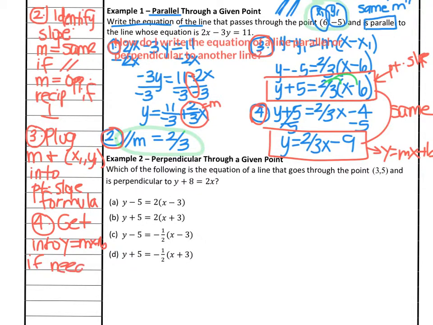You don't always need it. Again, you could have just left your equation as this right here. This would have been full credit if it was free response. Okay, so that's that for parallel.